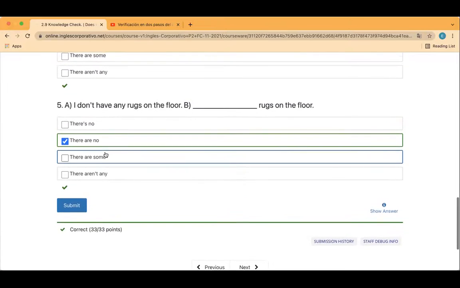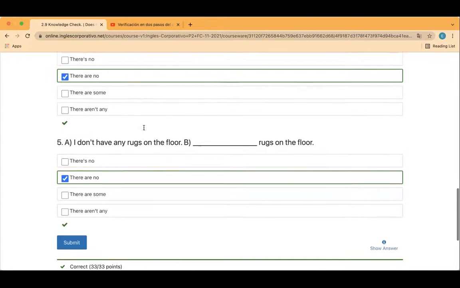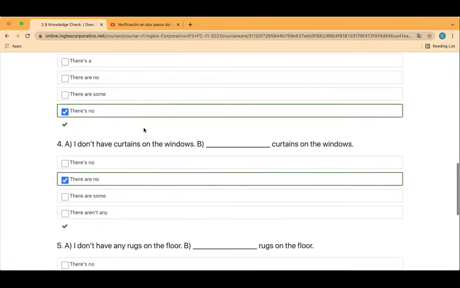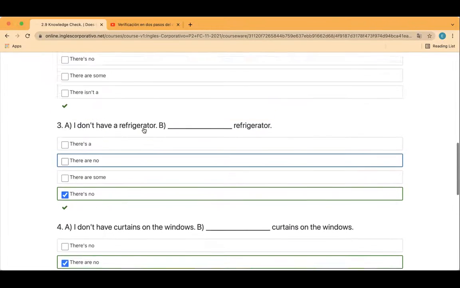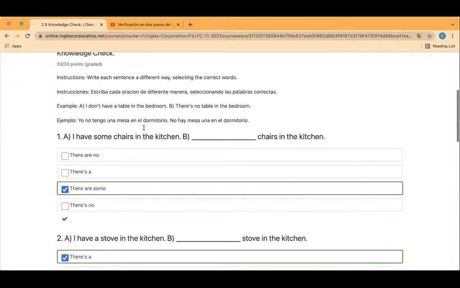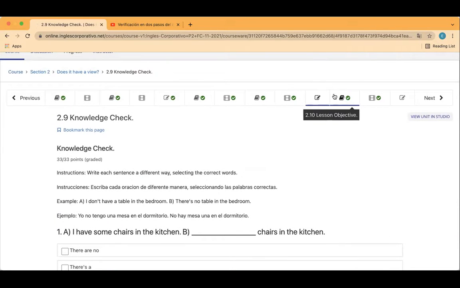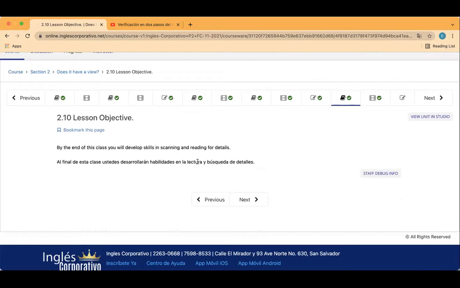Excellent. All of the answers are correct. You can see? Very nice. All of the answers. Good job. Now we're going to learn a little bit about reading. We're going to practice a little bit of reading.